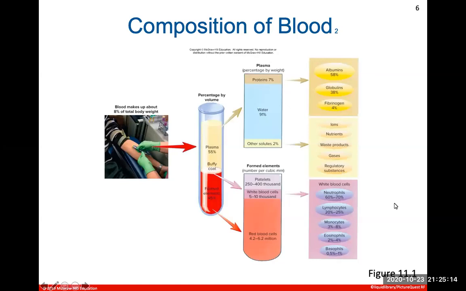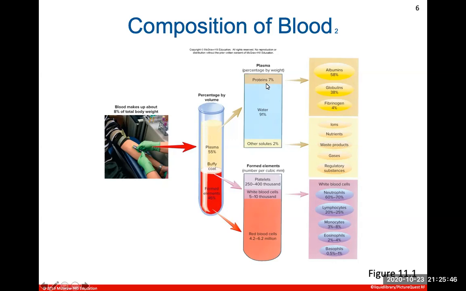So here's a look at the composition of blood. If someone were to take a blood sample of you in a clinic or a hospital setting, they would take the sample in a vial and then centrifuge it, which means spin it extremely quickly, and the blood would form its components as shown here. The plasma would float to the top. The buffy coat is made up of all the platelets and white blood cells, and then the formed elements, the red part of the sample, would include all the red blood cells at the bottom.